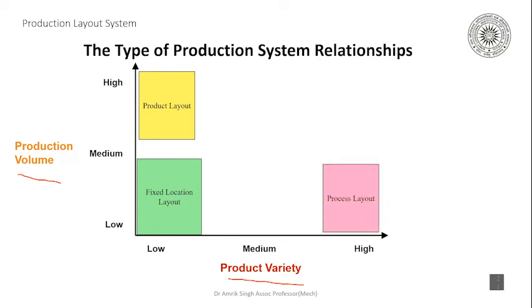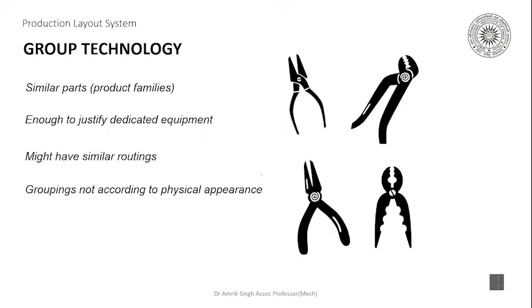If the product variety is high, but the volume is low to medium, then we go for the process layout. And if the product variety is medium and the production volume is also medium, we try to follow the group technology layout. It is another type of layout, you can say.